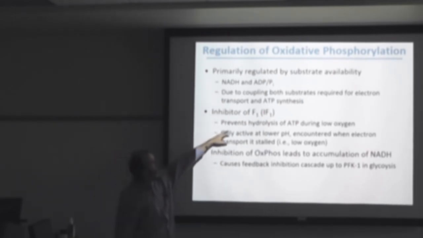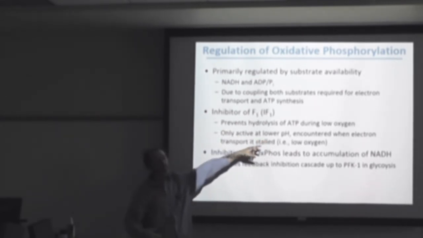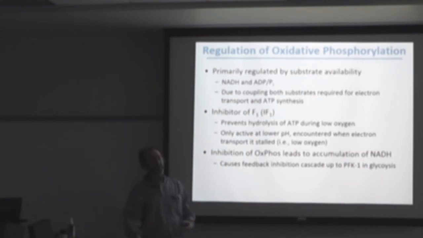Inhibitor of the F1, or IF1, prevents hydrolysis of ATP during low oxygen. If you don't have oxygen available, you don't want to perform oxidative reactions. It can cause those radicals that you can generate. It's only active at lower pH, encountered when electron transport is stalled. Electron transport stalls when you have low oxygen.